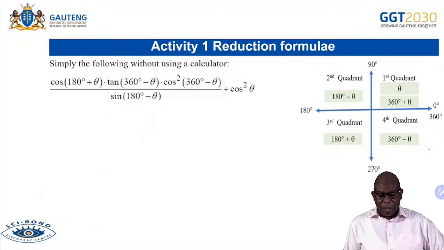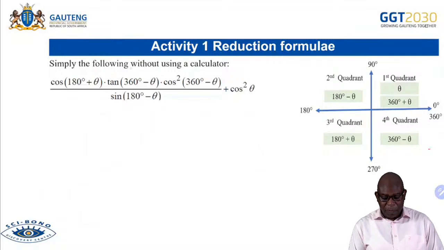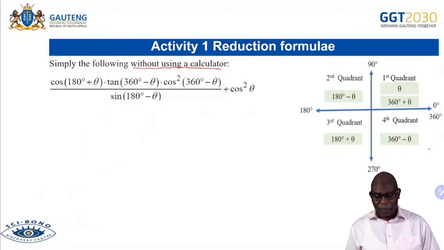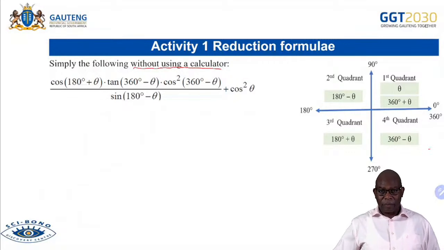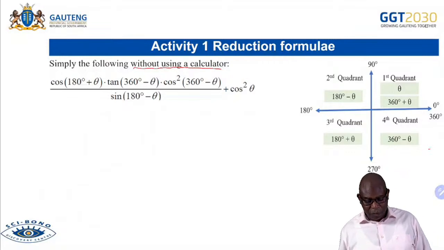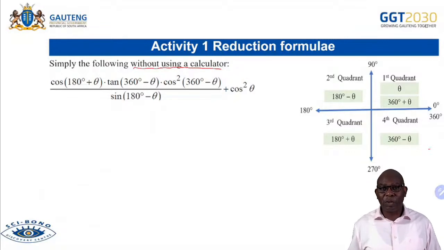Simplify the following without using a calculator. You see, they specify trigonometry mostly without using a calculator. Where you have to use a calculator, they won't say anything, they just say simplify. Then you know you can use a calculator, okay? Right, let's check the first one. And these questions I love them most because now the marks are allocated per ratio, which is good, you know? They're not allocated per step, but per ratio.